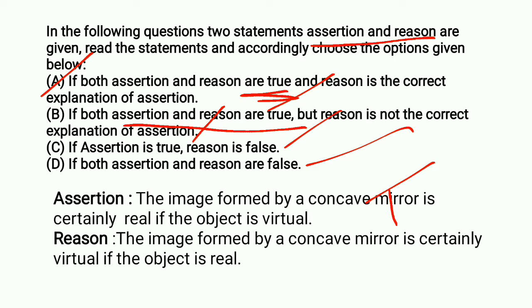Here this is the reason, and according to the first statement, we have to check that one. Here this reason is not the correct explanation of the first statement. The reason statement is correct but it is not in accordance with the first one. So here the option B, both the assertion and reason are true but the reason is not the correct explanation of the assertion. So here option B is the correct answer.